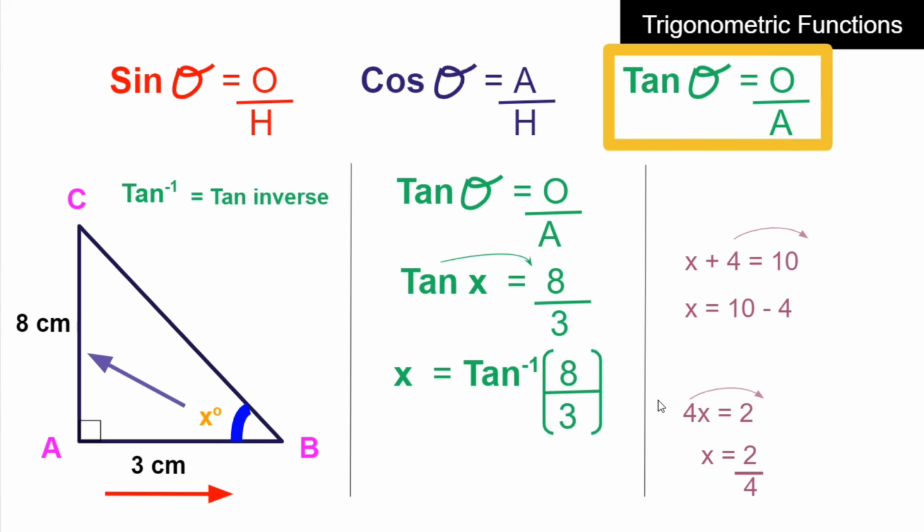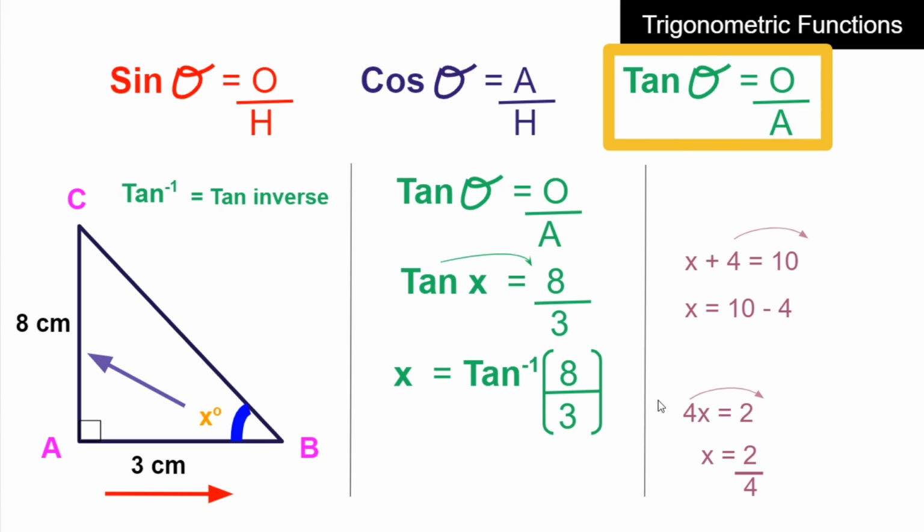Similarly, when we're dealing with sine and cos, the same thing happens. When sine and cos travel to the other side, they become sine inverse, cos inverse. So this one becomes tan inverse. So x equals tan inverse of 8 over 3. Now, how do I find out the answer for this?